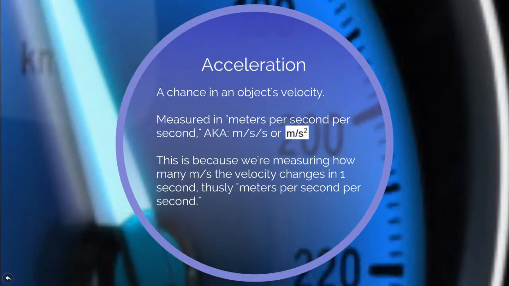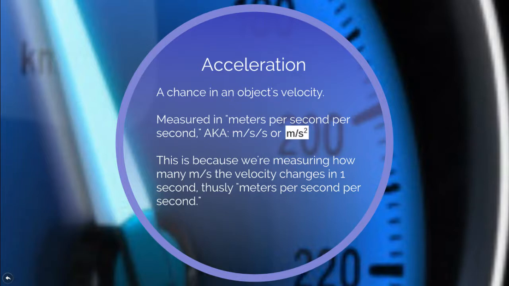Acceleration. A lot of people get really confused about acceleration, but it's a very, very simple concept. So we have position graphs, which tell us where things are. Velocity tells us how fast things are moving. Acceleration just tells us how fast velocity is changing. So a change in an object's velocity is what we call an acceleration.